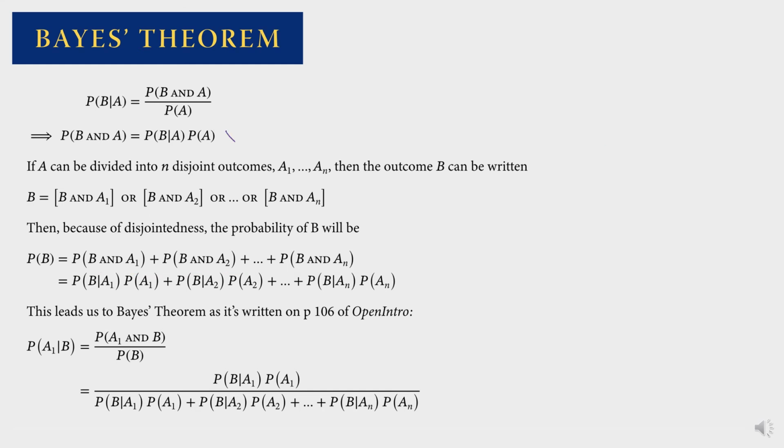Using this definition here, I can turn this into this. And that's where we get the version of Bayes' theorem you see in the book. The denominator comes from here, and the numerator comes from here.